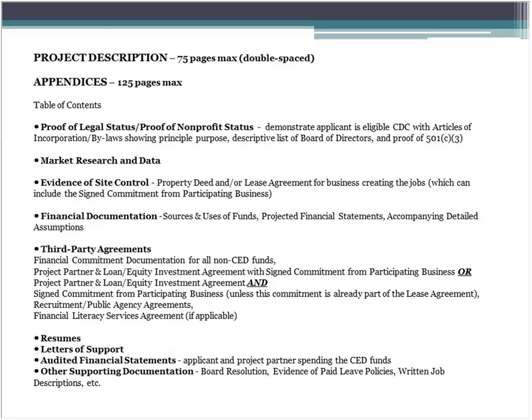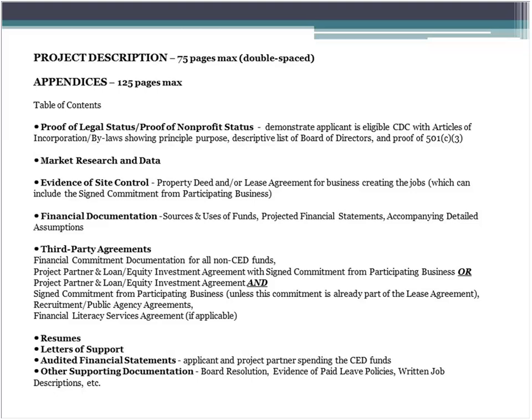Evidence of site control. So again, assuming one business is creating the jobs, you'd either have a property deed and/or a lease agreement for the business that's creating the jobs. If the grantee is the developer or landlord, then you would have the lease agreement, which can include the signed commitment from the participating business. You would show that you own the property, and you would also show that the business has agreed to lease the property.